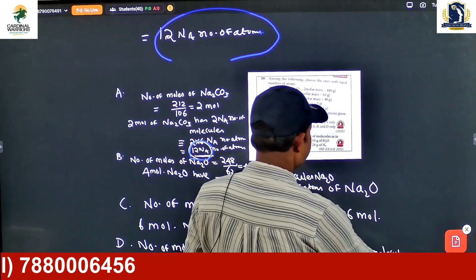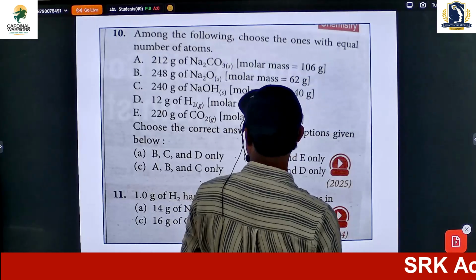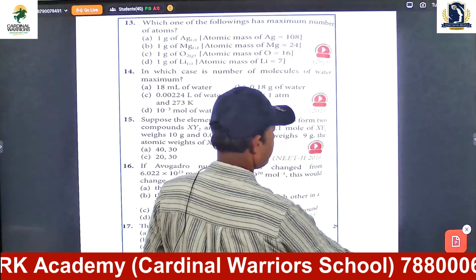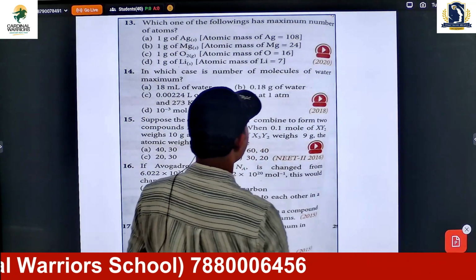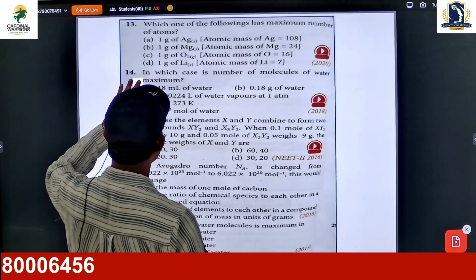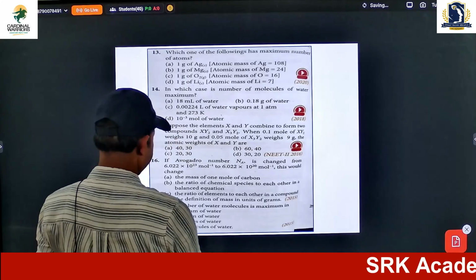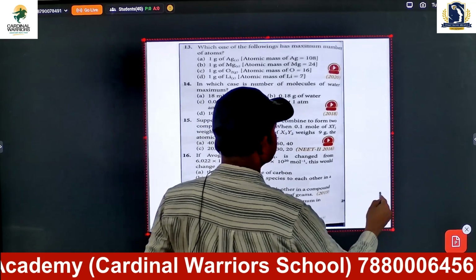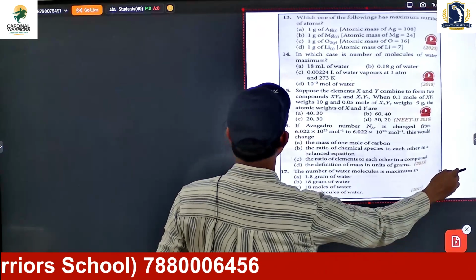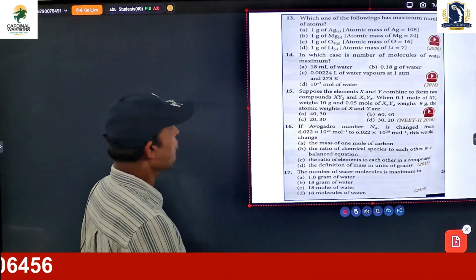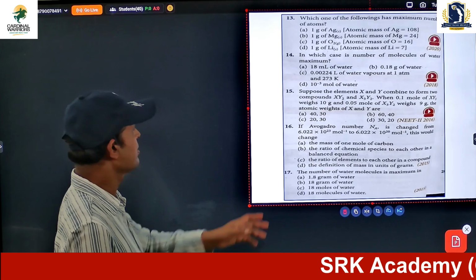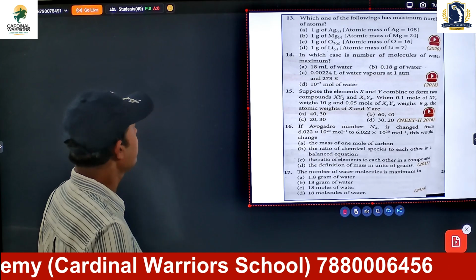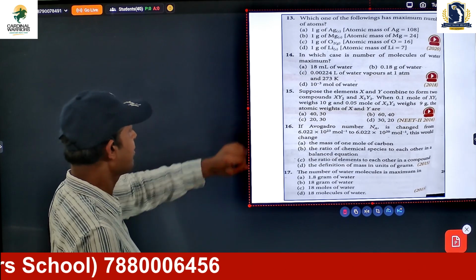So next, which one of the following has maximum number of atoms? It is given, question number 13. Which one of the following has maximum number of atoms?